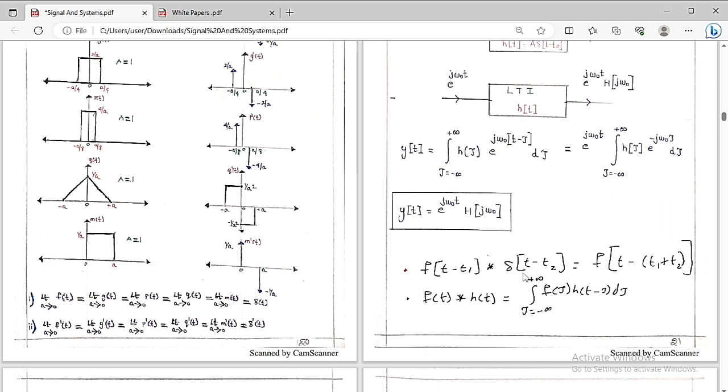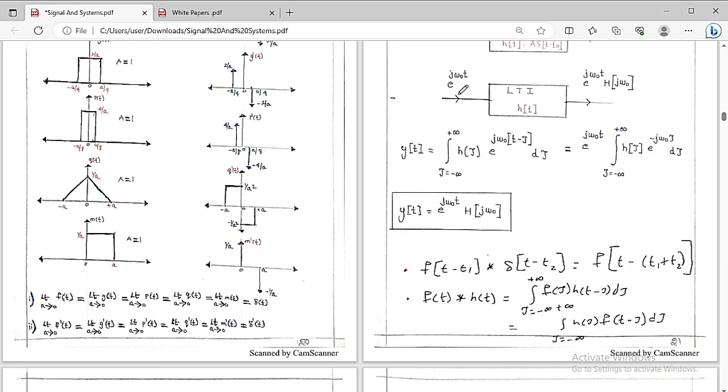Or you can write in the reverse fashion also, which is integration from τ equal to minus infinity to plus infinity h of τ into f of t minus τ dτ. So you can write it any way. In this way, basically we are going to use this formula, which is h of t is h of τ. In place of t, substitute τ, h of τ.